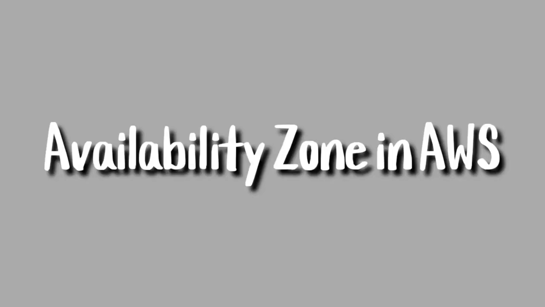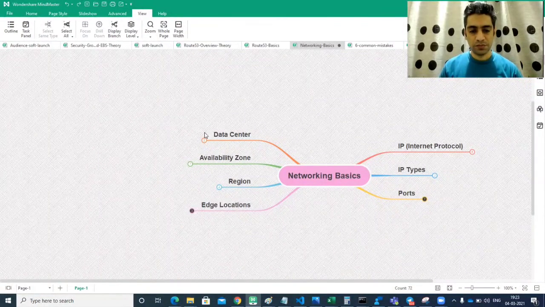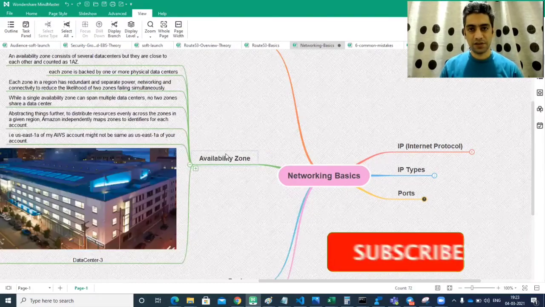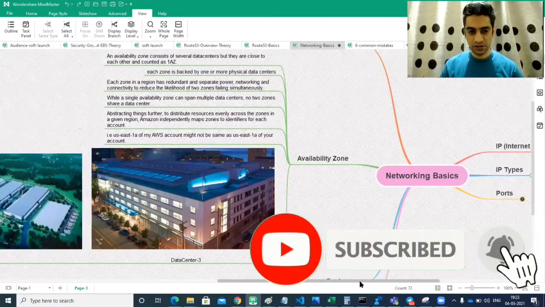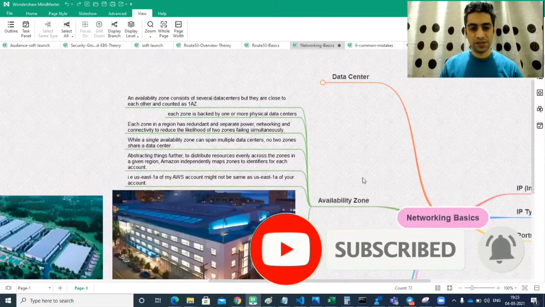So let's try to understand what this concept of availability zone is, which is used so commonly in Amazon. In the last section, we discussed data centers, and now we are taking that discussion ahead to understand availability zones. So let's uncover the points. Let's look at the definition first.